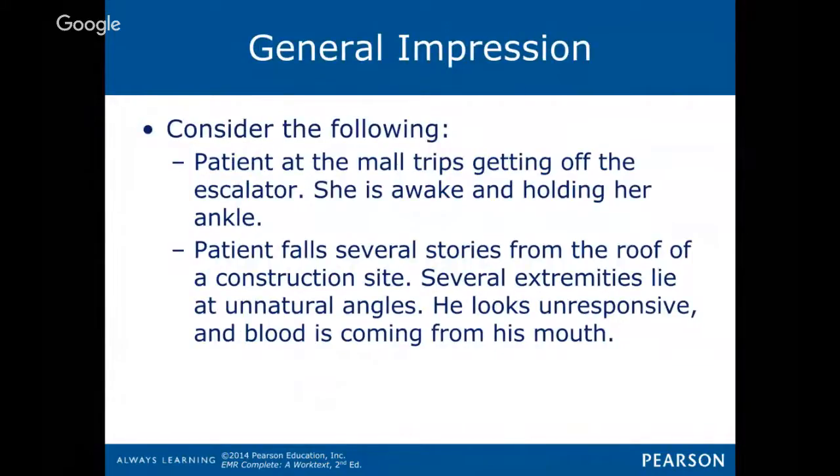So anyway, all right. So the general impression, how the patient looks to you as you approach. Chief complaint, the patient's response to your questions about how he is feeling or what is wrong. It's what they complain of. Even though they might be having a heart attack, their chief complaint may be shortness of breath. So that was what you report as their chief complaint.